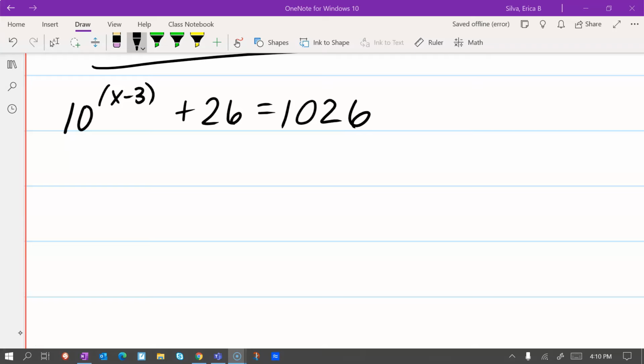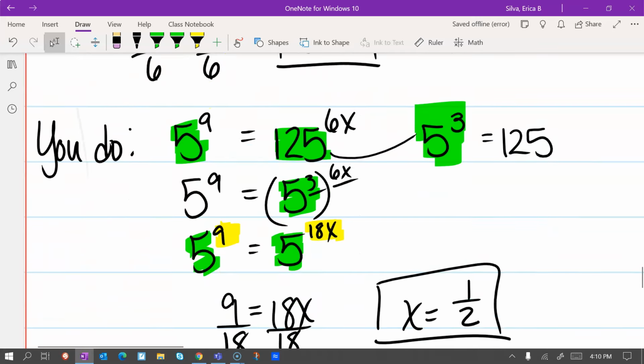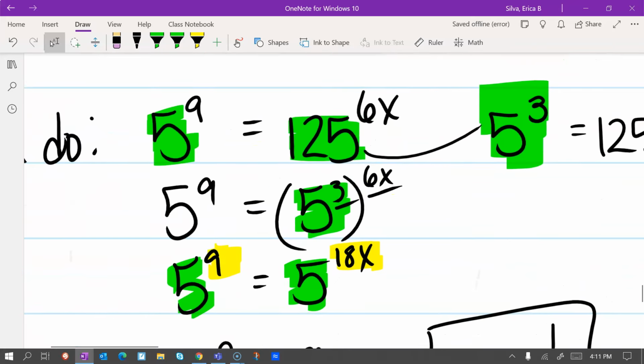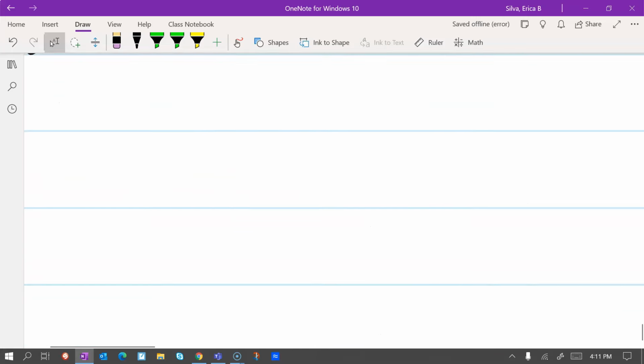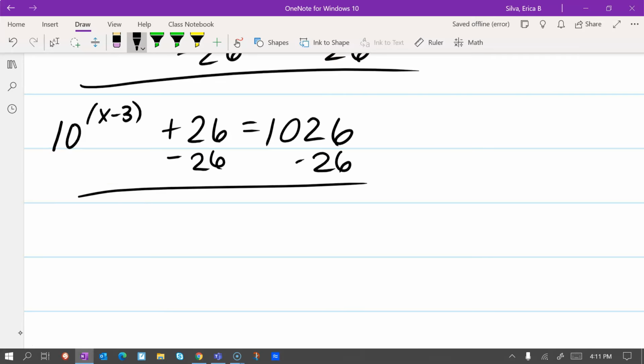So this is a different type of problem. Now, when you solve this type of problem, you want to move things around to where it looks like the problems that we have previously done, where there's only one term on both sides. So on this one, we have 10 to the x minus 3 plus 26 is equal to 1,000. So let's remove this. We get 10 to the x minus 3 power is equal to 1,000.